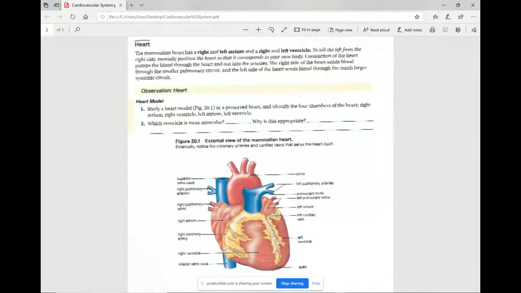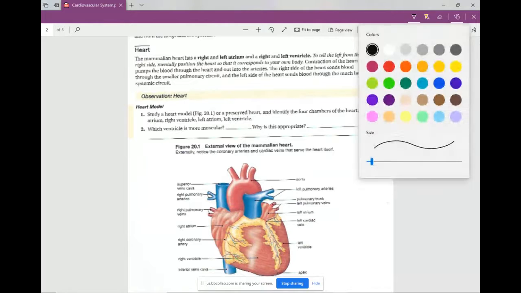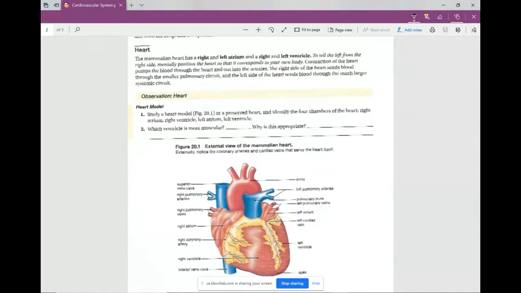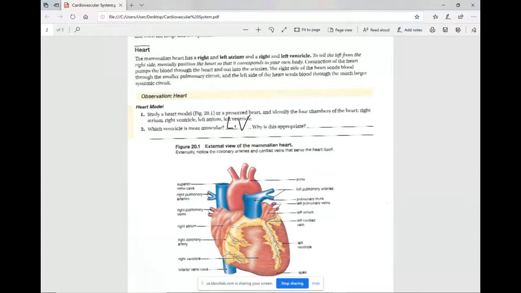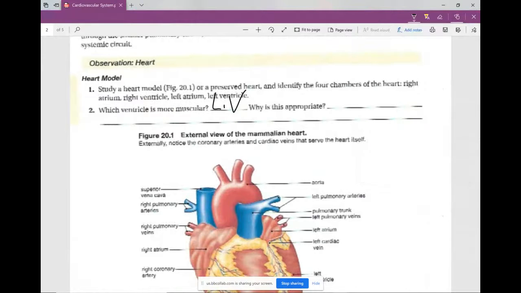So the first question is, which ventricle is more muscular? That would be the, let me write, gotta dip this thing in ink, right? Left ventricle. Why is this appropriate? And I told you why. It has to do with where the ventricle pumps blood to. So look that up.